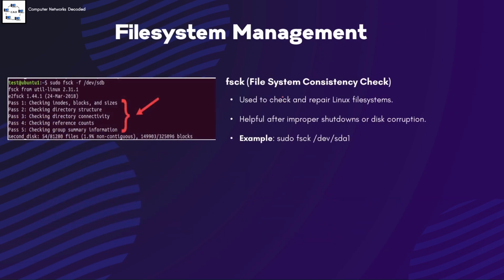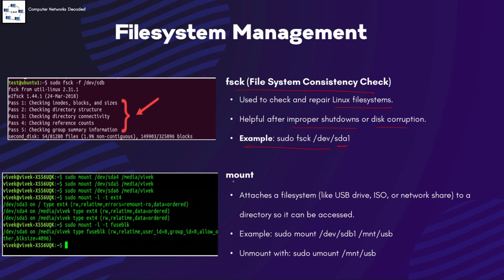File system management. First is fsck, file system consistency check. This command is used to check and repair Linux file systems. It is helpful after improper shutdowns or disk corruption. Examples include sudo fsck /dev/sda1. This will check this drive for errors or corruption.